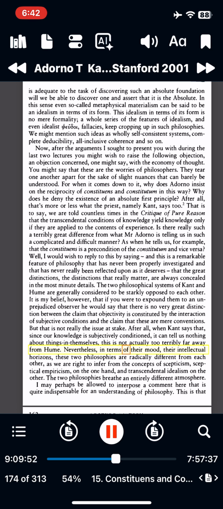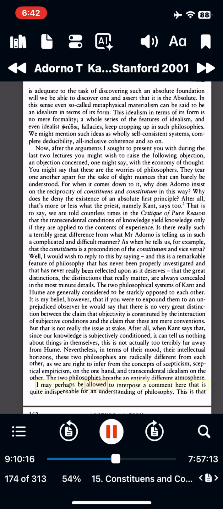Nevertheless, in terms of their mood, their intellectual horizons, these two philosophies are radically different from each other, as we are right to infer from the concepts of skepticism, skeptical empiricism, on the one hand, and transcendental idealism on the other. The two philosophies breathe an entirely different atmosphere.